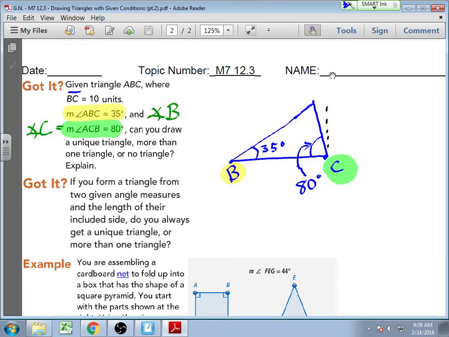Is the side that they gave me of 10 included? Yeah, that's where that glitchy spot on my smartboard is, guys. Sorry about that. It just looks bad.